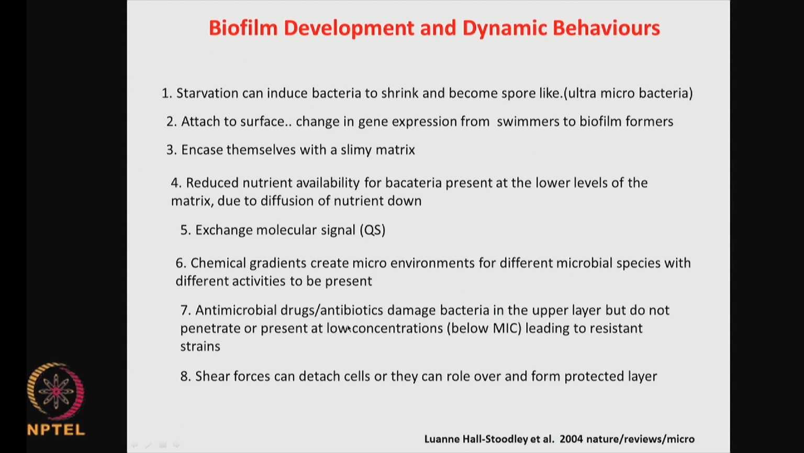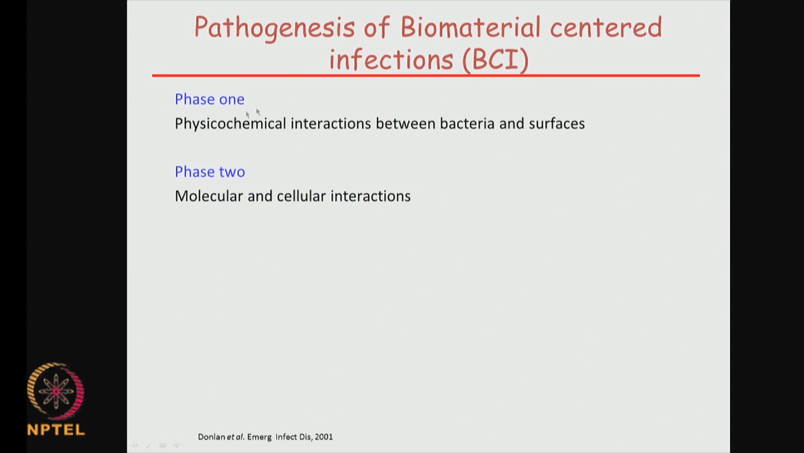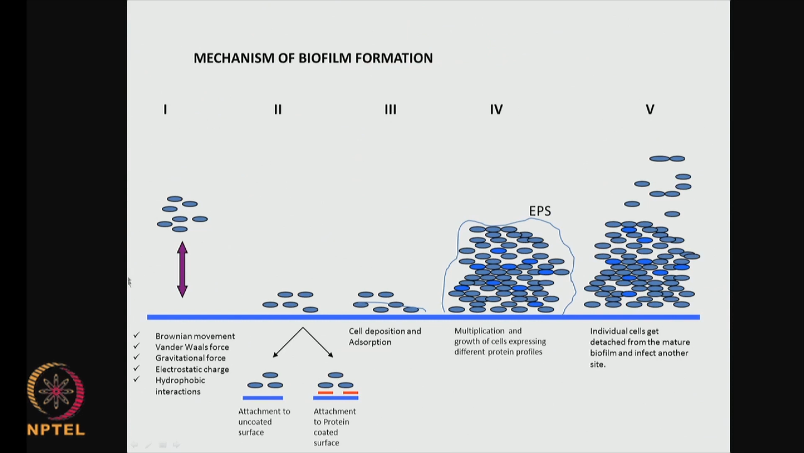So, there are two phases of pathogenesis of biomaterial-centered infection: physicochemical interaction between bacteria and surface, and molecular and cellular interaction. So, first is the physicochemical interaction between bacteria and surface, the other one is the molecular and cellular interaction. Let us look at it.